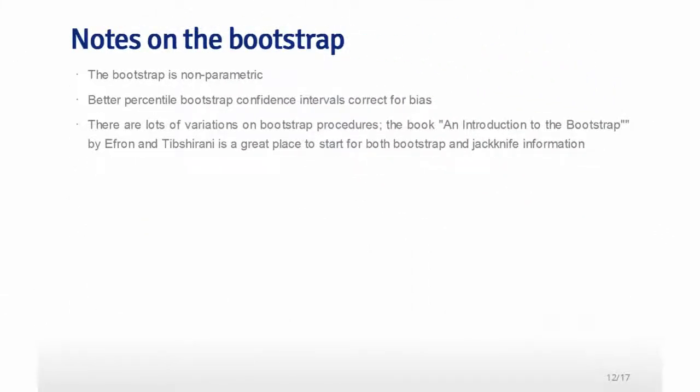So a couple final notes on the bootstrap. The way in which we presented the bootstrap here is the so-called nonparametric bootstrap. The confidence interval that I showed you, just taking the 2.5th and 97.5th percentiles, is actually a somewhat poorly performing confidence interval, and you can improve on it very easily.